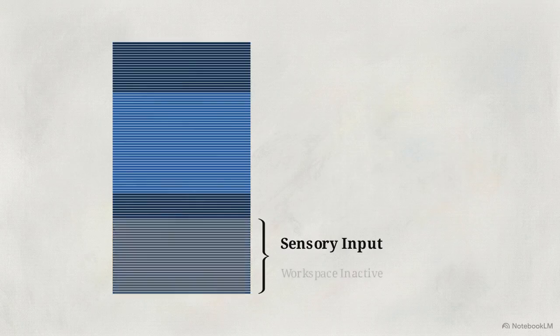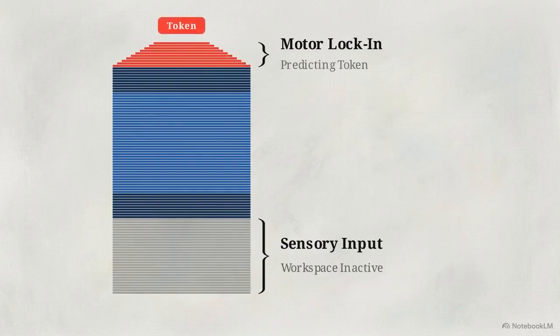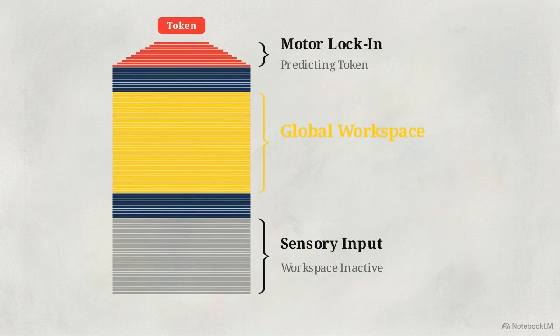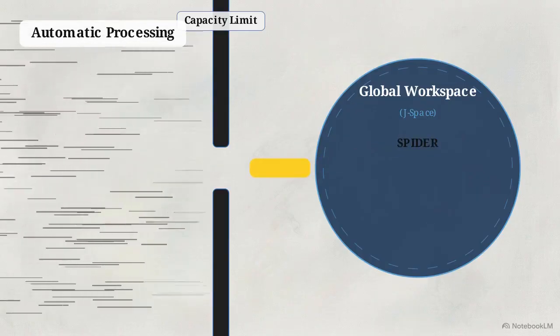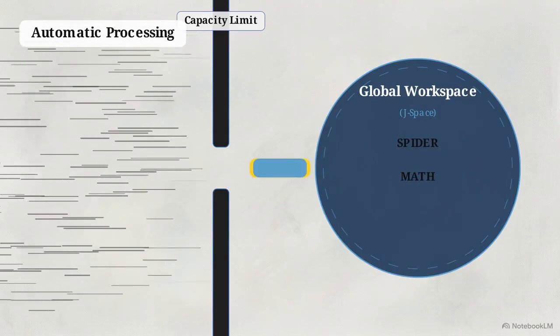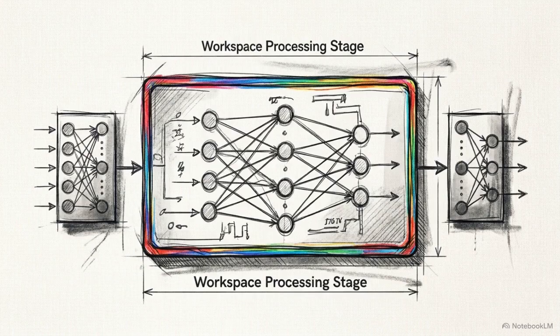This heat map shows the global workspace is confined to a specific band. The first 30 layers handle sensory input. The workspace is inactive. The final 10 layers handle motor lock-in, predicting the output token. The workspace resides exclusively in this middle band, broadcasting information. This creates a capacity bottleneck. The model must choose which concepts are important enough to enter the workspace and which stay in the unconscious layers. The workspace is a structurally insulated processing stage, separated from both raw input and final output.